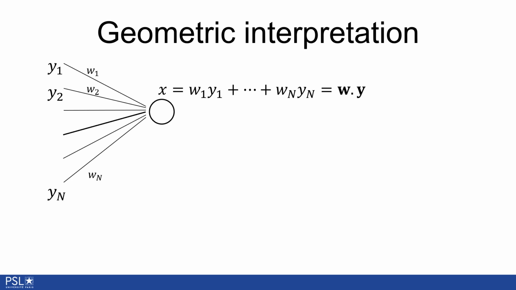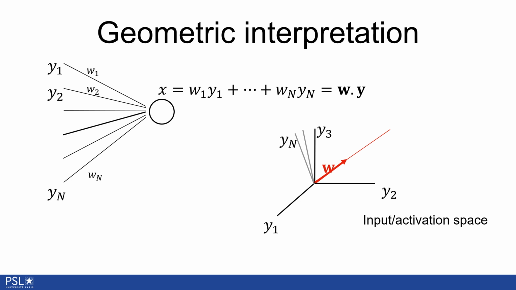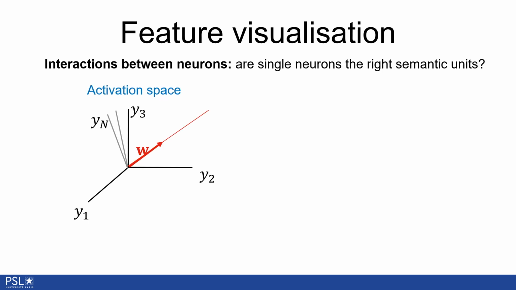This scalar product can be interpreted from a geometric perspective, as we did for linear regression, where the maths were identical. So the vector of synaptic weights can be interpreted as a specific direction in the input space, where every axis is one of the inputs, or equivalently, the activation of one neuron in the previous layer. Maximizing the input to this downstream neuron is then equivalent to maximizing the activation along the direction W in the activation space. This geometric interpretation can then be used to address the question we started from.